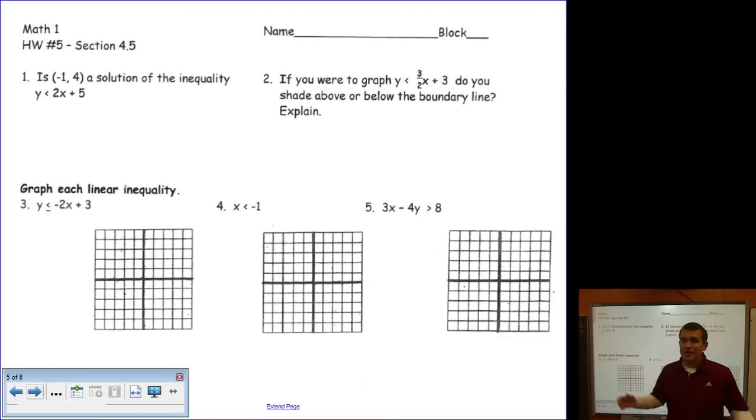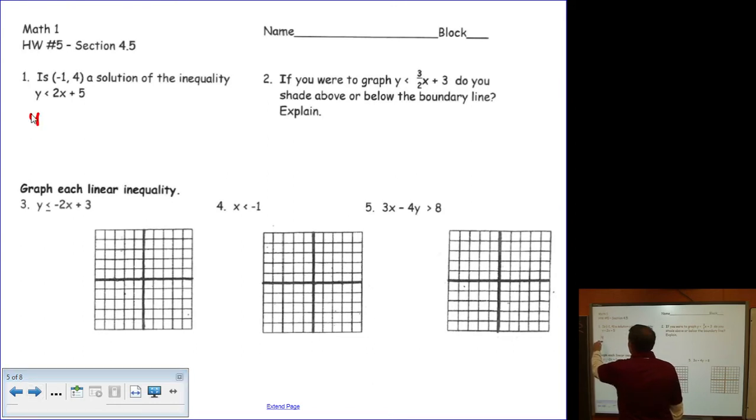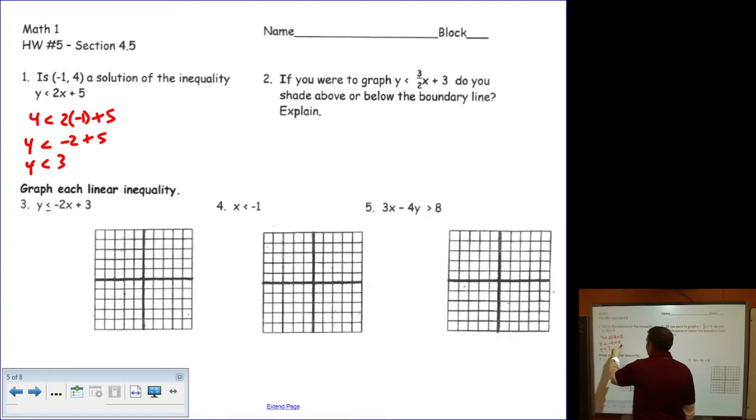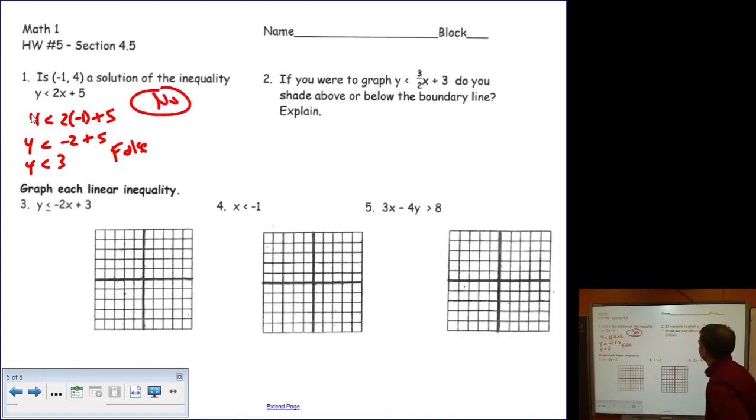In problem number 1, you just need to substitute the ordered pair in for x and y and see if it works. So I would put 4 in for y and -1 in for x. That would give me 4 is less than -2 plus 5, or 4 is less than 3. And that is obviously false, so no, it's not a solution.